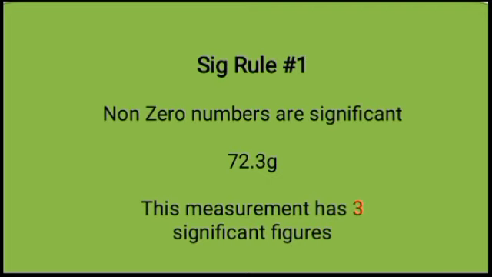For example, 72.3 grams. In this measurement, we have three significant figures, which are the 7, the 2, and the 3. Now, let me give you a tip. What confuses students in significant figures are the zeros. The non-zero numbers, anytime you see them, whether waking up or sleeping, must be counted as significant figures. What confuses students are the zeros, knowing if a zero placed here is significant or a zero placed here is not significant. So follow me closely.